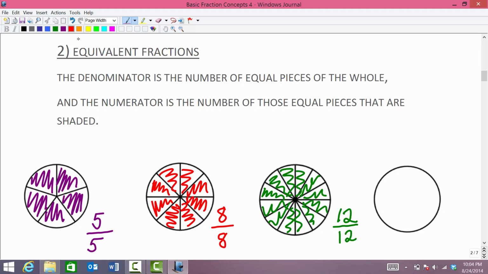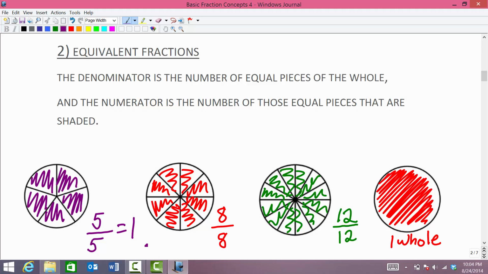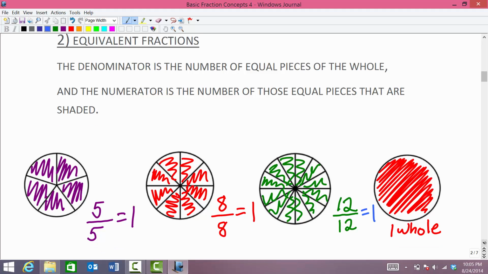Well, if we notice something about all of these, if I cut my pizza into 5 pieces and I eat all 5, or if I cut my pizza into 8 pieces and I eat all 8, or 12 pieces and I eat all 12, how many pizzas have I eaten? Well, it turns out that all of these are actually equivalent fractions representing the same value. They represent one whole. So all of these fractions actually would reduce to 1. We also could think of it as 5 divided by 5 is 1. 8 divided by 8 is 1. 12 divided by 12 is 1. All of these represent exactly the same thing. They're all equivalent fractions representing one whole.